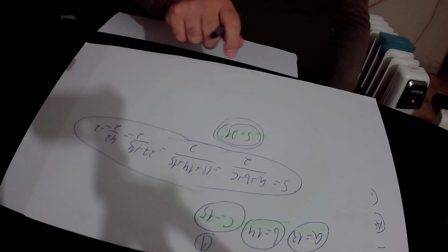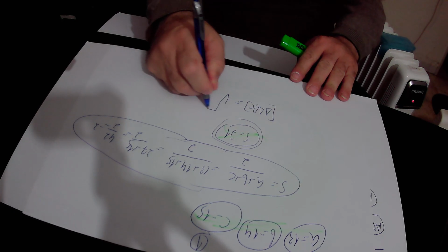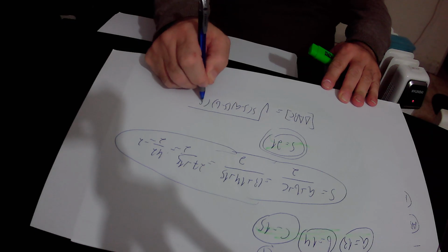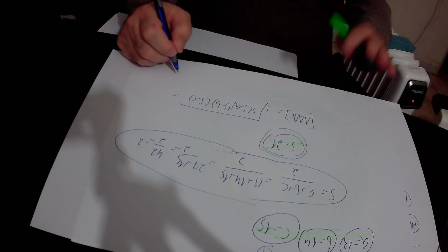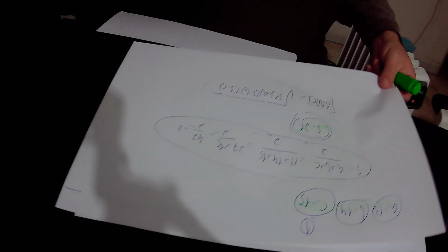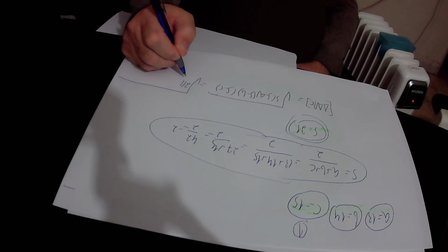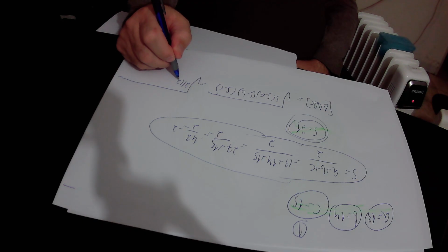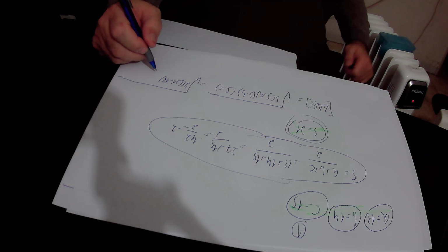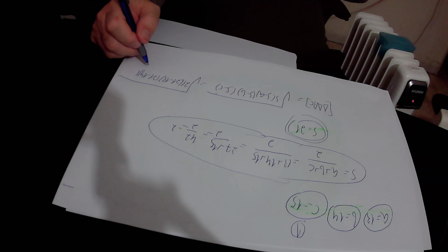And according to rule number 4, the area of triangle ABC equals the square root of S times S minus A times S minus B times S minus C. So the area will be equal to the square root of S, which is 21, times S minus A, which is 21 minus 13, times S minus B, which is 21 minus 14, times S minus C, which is 21 minus 15.